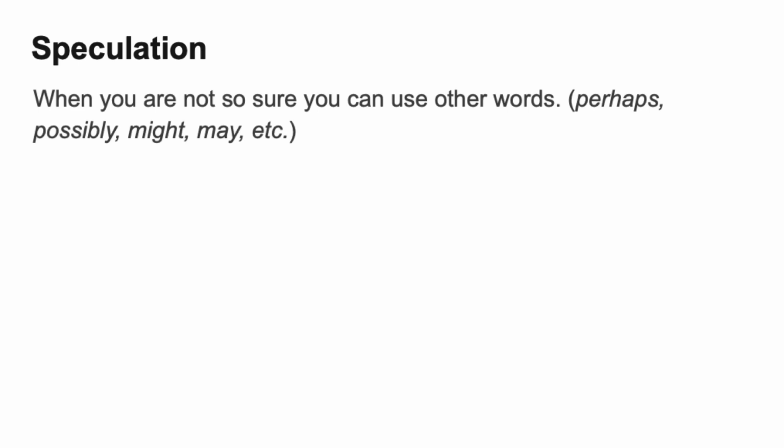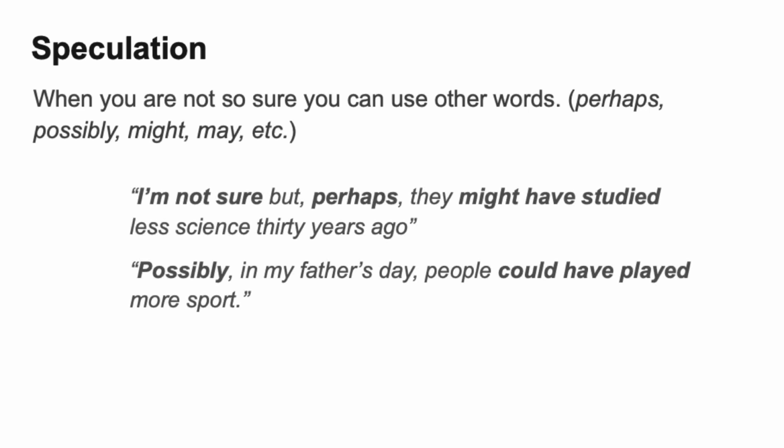When you're not so sure, you can use other words, for example, perhaps, possibly, might, may. So, I'm not sure, but perhaps they might have studied less science 30 years ago. Possibly, in my father's day, people could have played more sport. In these cases, you're less certain. So these are examples of language you can use.